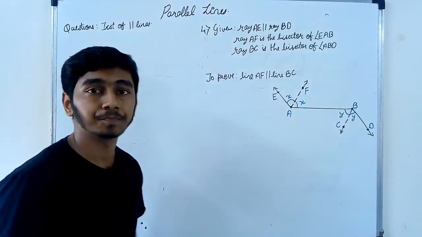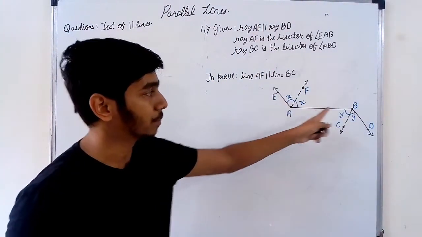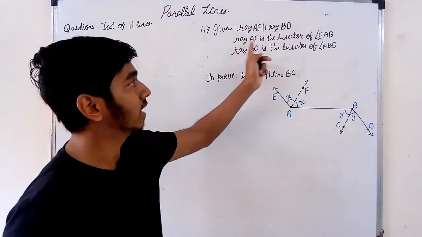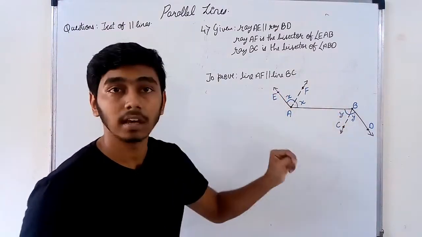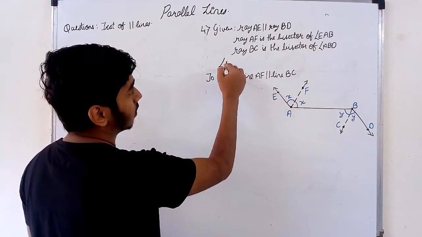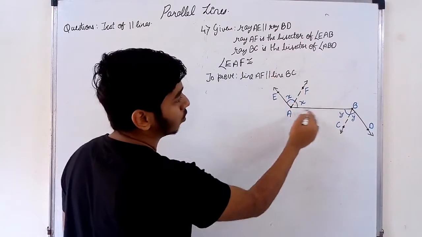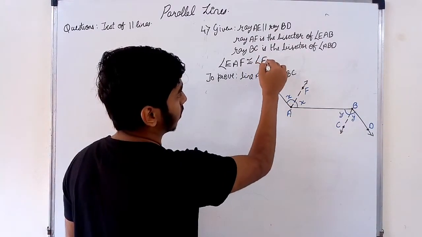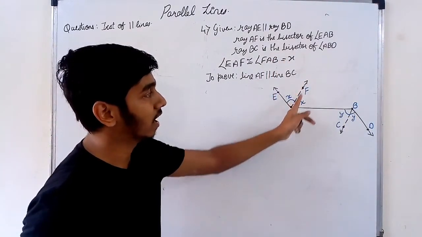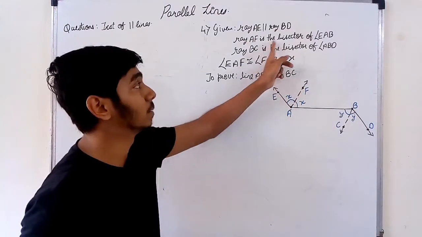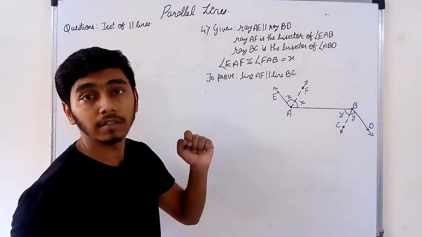So here's the last question, which says that AE is parallel to BD, and ray AF is the bisector of angle EAB. That means angle EAF is congruent to FAB, which is equal to X. This is given to us, that EAF and FAB are congruent because AF is the bisector, and they both are equal to X. So this can be written in the given part also.